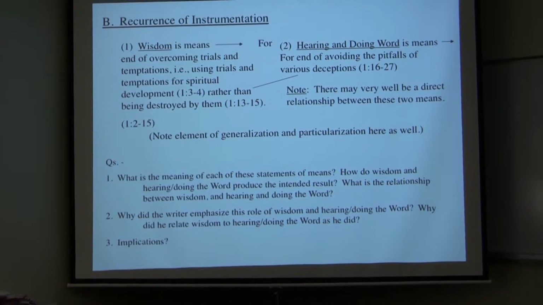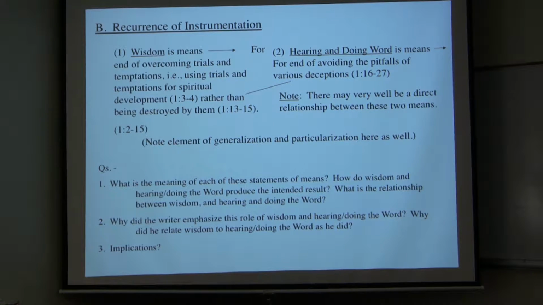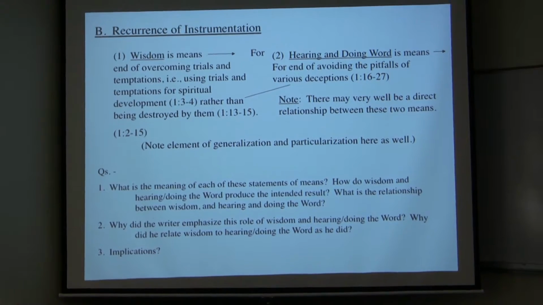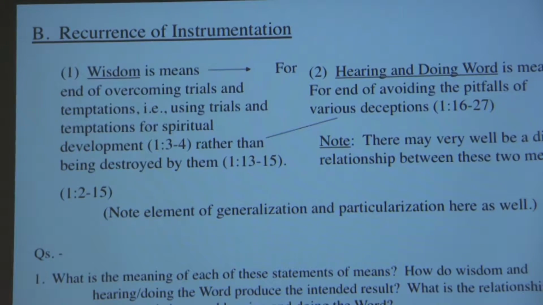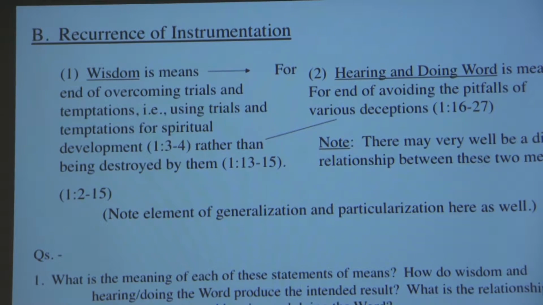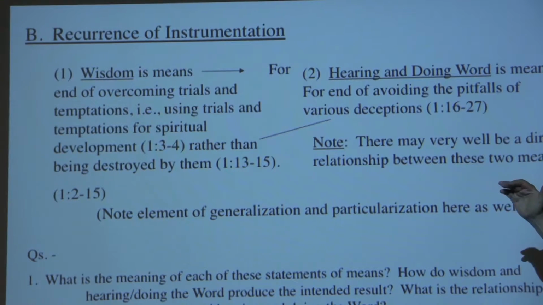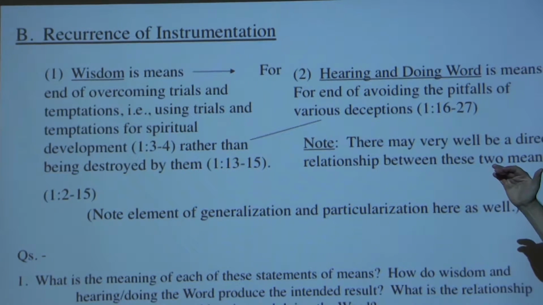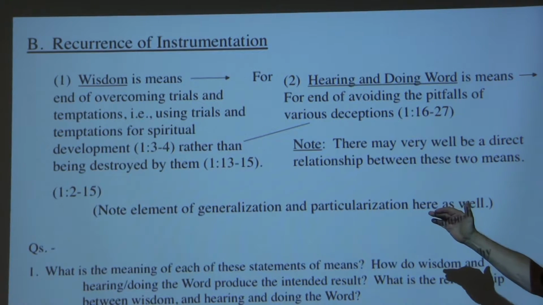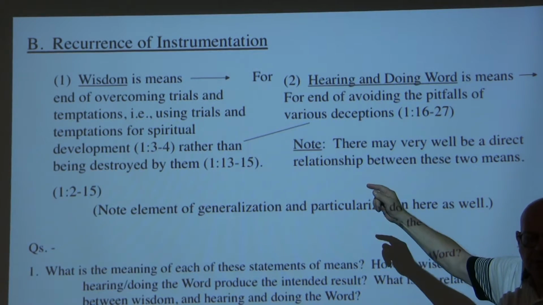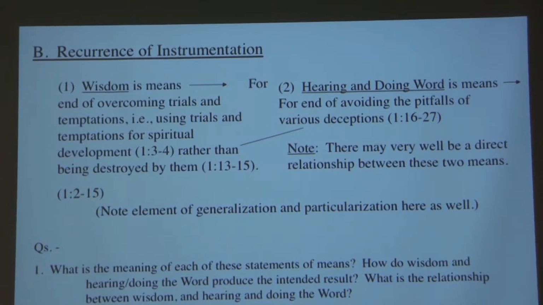We also have a recurring instrumentation. We mentioned wisdom seems to be the means toward the end of overcoming trials and temptations. That is, using trials and temptations for spiritual development rather than being destroyed by them. How, in fact, can we overcome trials and temptations? How can we use trials and temptations for spiritual development rather than being destroyed by them? It is by means of the wisdom that God gives, that comes from God.